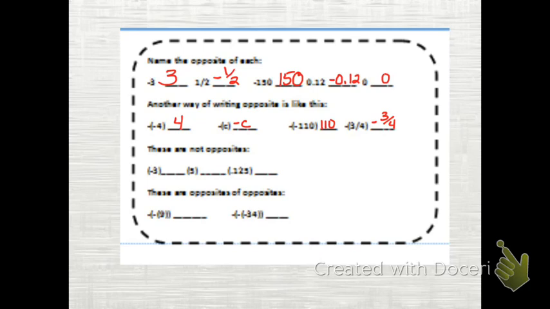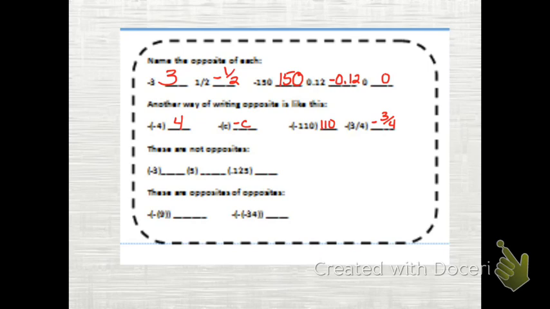Now, sometimes you're going to see a number inside parentheses and they're not opposites. What's the difference between these that are opposites and these that are not? What's the difference, Kennedy, that you see? There's not a negative sign outside, right? All of these had negative signs outside, but these are just numbers in parentheses, so they just stay the same.